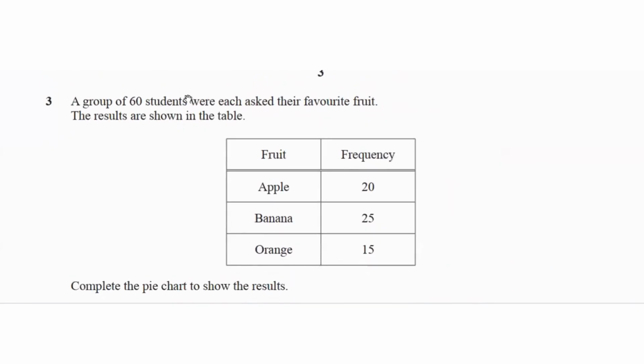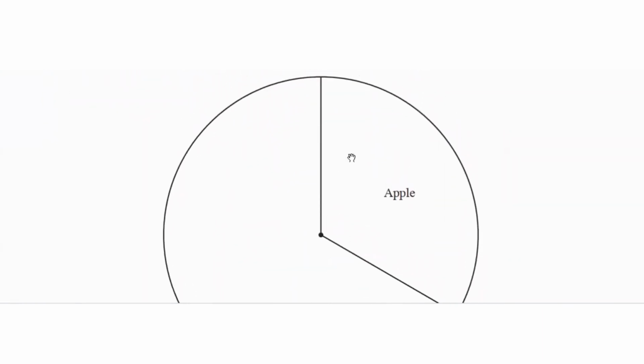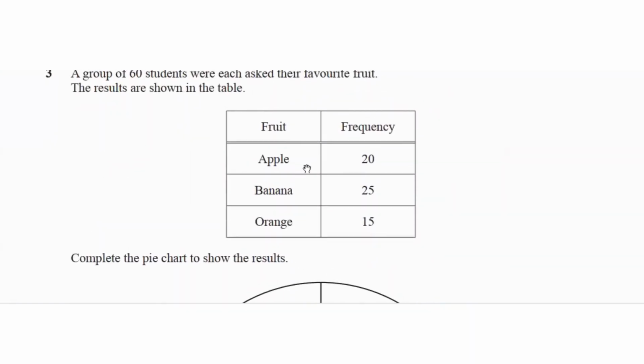Question 3 says a group of 60 students were each asked their favorite fruit. The results are shown in the table. Complete the pie chart to show the results. They've drawn the portion for apple. So what we will do is find the angles for banana and orange.